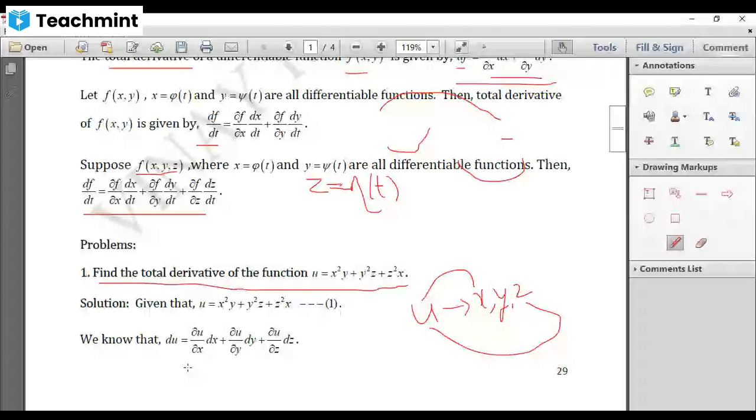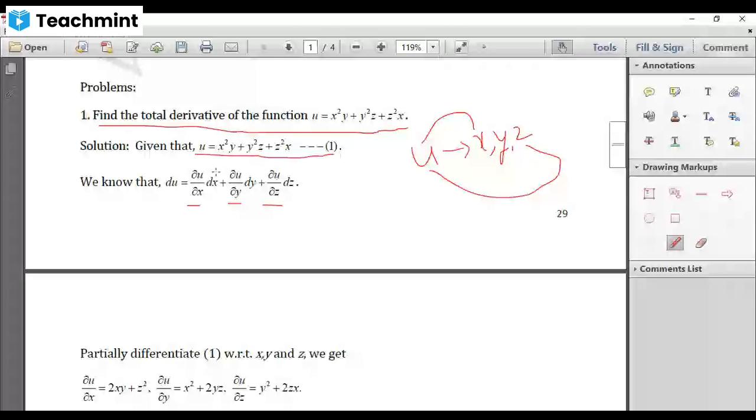Now here we need dou u by dou x, dou u by dou y, dou u by dou z, which can be found by partially differentiating u with respect to x, y, z. So what is the partial derivative of u with respect to x? Here y is constant when you're differentiating with respect to x. So derivative of x square is 2xy plus, here y and z both are constants. Therefore derivative of this is 0. Here z square is constant, partial derivative of x with respect to x is 1. So simply you will get 2xy plus z square.